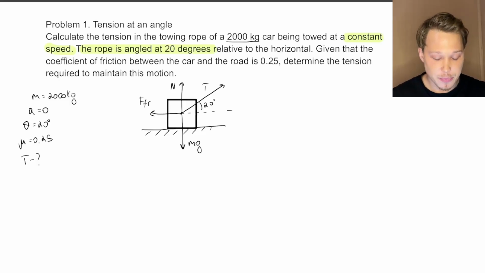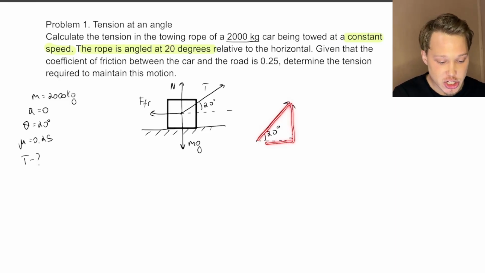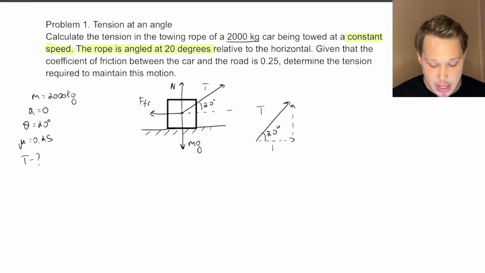So now with this additional step, as you see, the tension is going to be at an angle. So what we have to do is break down this tension into the x and the y components. And we do it by essentially drawing a right triangle where the tension is the hypotenuse and the two sides will be Tx, that's the horizontal component, and Ty, that's the vertical component right here.